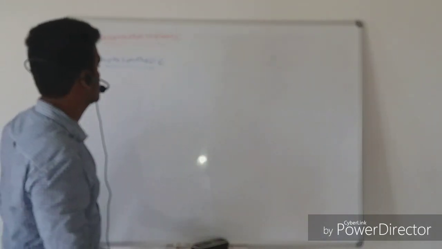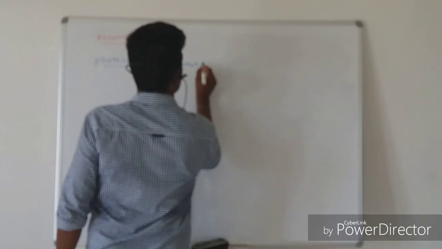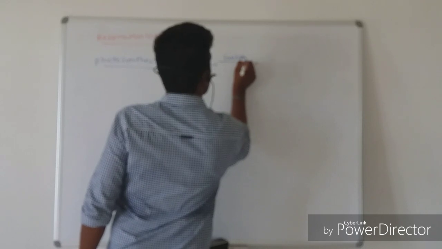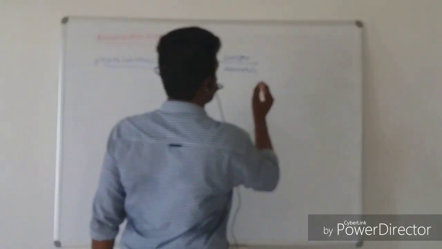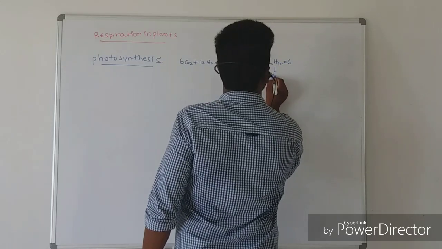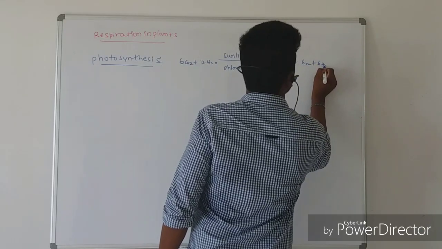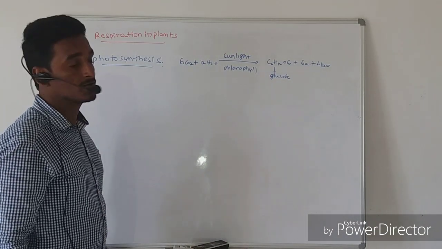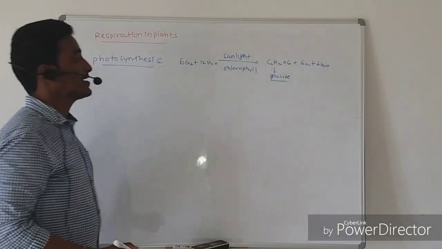What is photosynthesis? What is the equation related to photosynthesis? 6CO2 plus 12H2O, in presence of sunlight and chlorophyll, will give C6H12O6, that is the glucose molecule, along with 6O2 plus 6H2O. So it is the equation related to photosynthesis. As a result of photosynthesis, we are getting the glucose molecule.